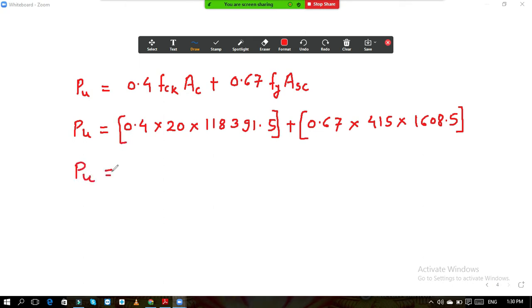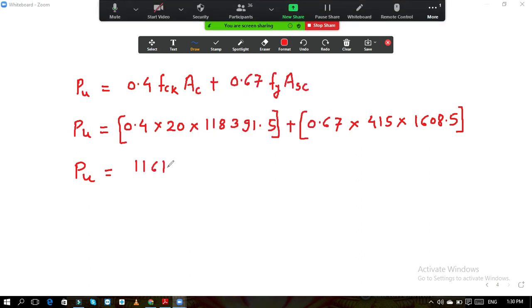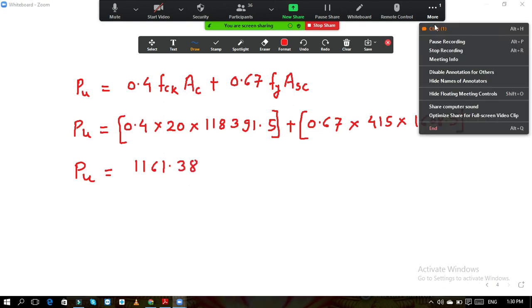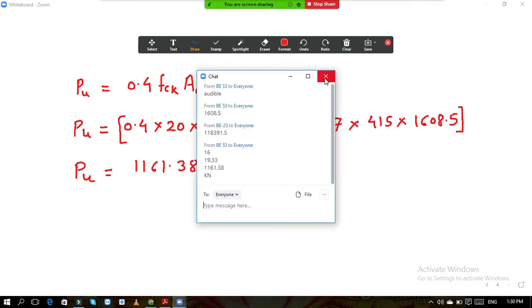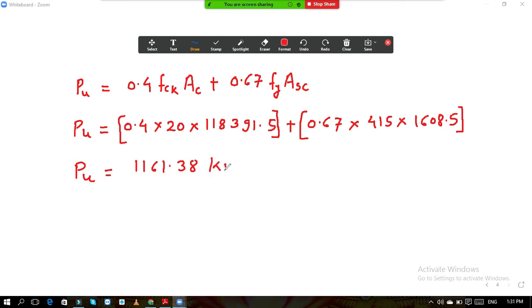Pu is equal to 1161.38 kilonewton. So this is in kilonewton. This is the value of Pu. But what they have asked in the problem is not only the load. They have not asked for that. They have asked for the safe load.